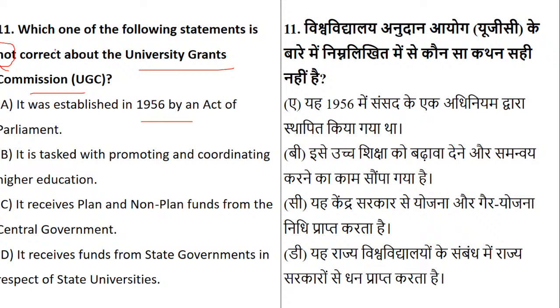We did this type of question yesterday, but the options were different. It is for promoting and coordinating higher education. It receives plan and non-plan funds from the central government. It receives funds from the state government with respect to state universities. So which of the statements with respect to UGC is not correct?